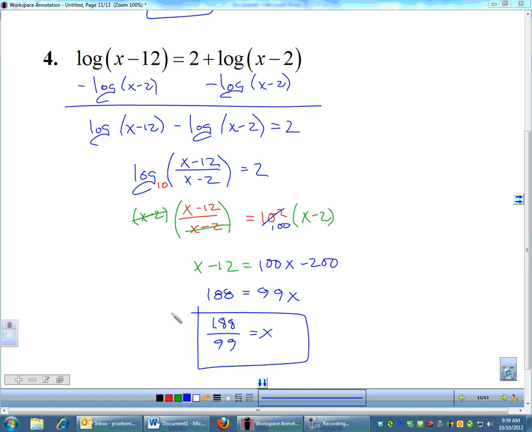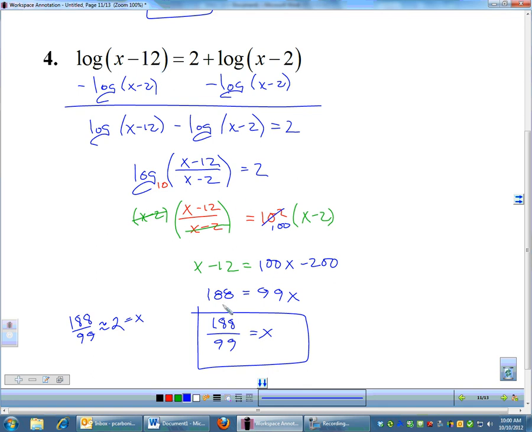188 over 99, that's going to be approximately, I'll tell you what, I didn't think about this. I should have thought about this. 188 over 99 is about 2. If you punch that in the calculator, you're going to get something pretty close to 2. And if I plug in 2 for my x, ln of 2 minus 12, that's a negative number. I cannot take the ln of a negative number.